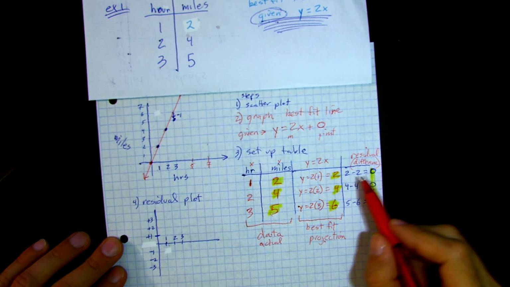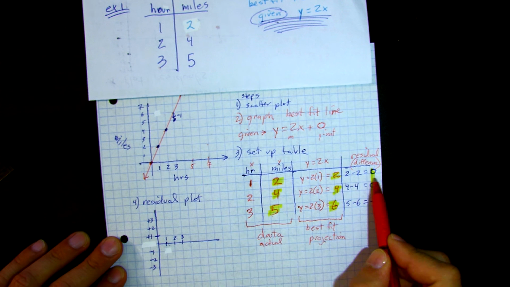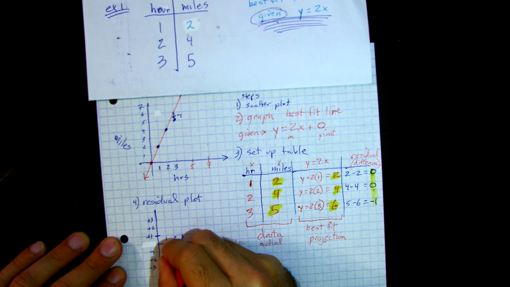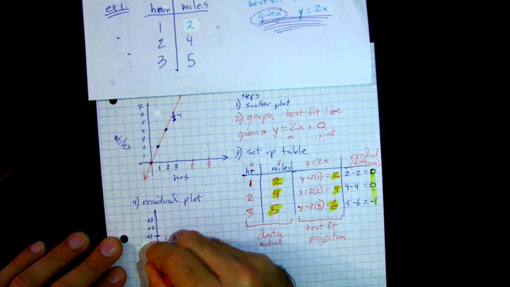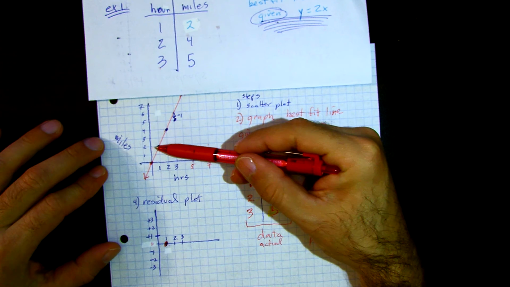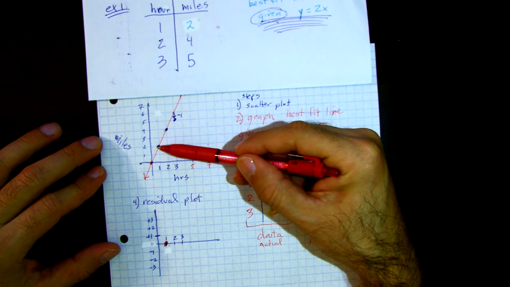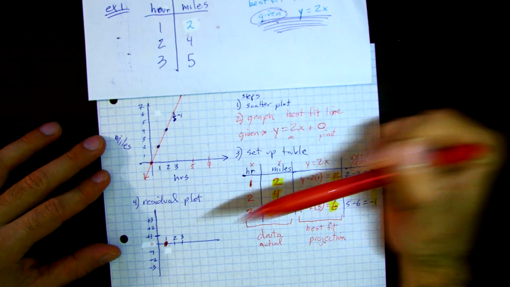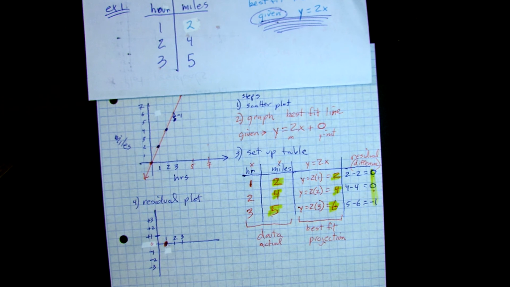So at time of 1 hour, my residual was 0. Let's see. 1 hour, my residual is 0. So I'm going to put it right there at 0. And I hope that makes sense now. If we look at the original graph, look at 1 hour. It's right on the best fit line. So it makes sense that the residual is 0 at that point because it's right on the line.